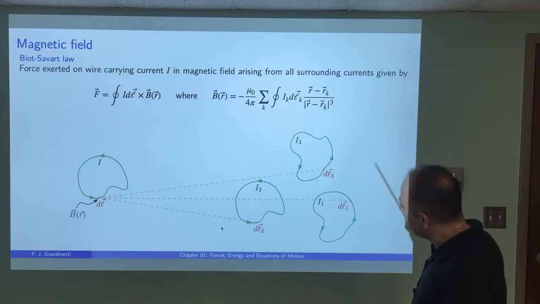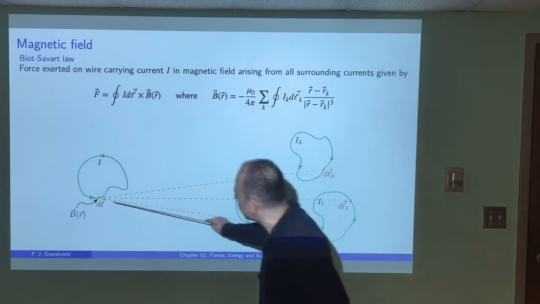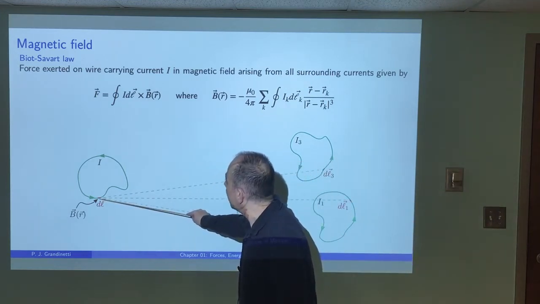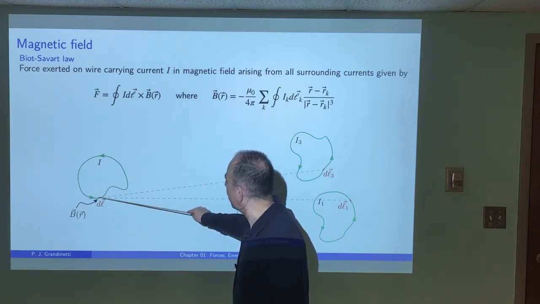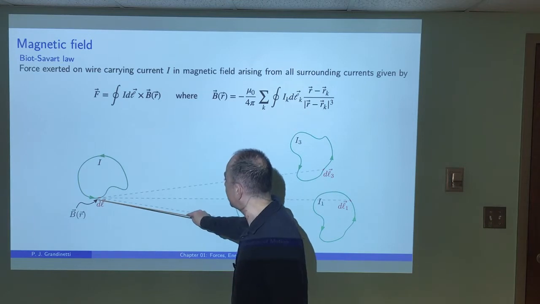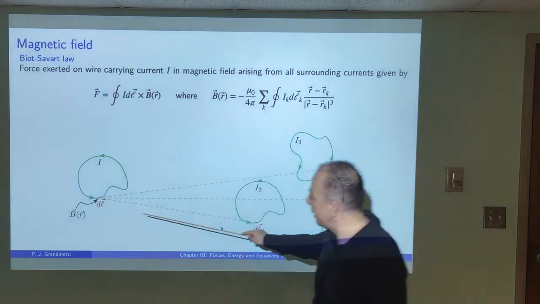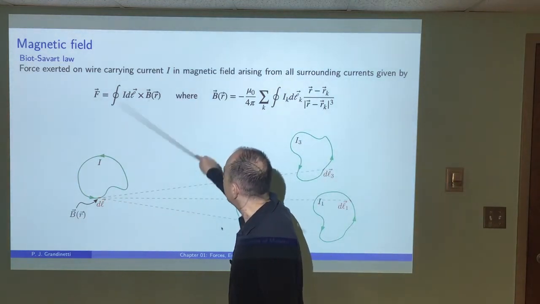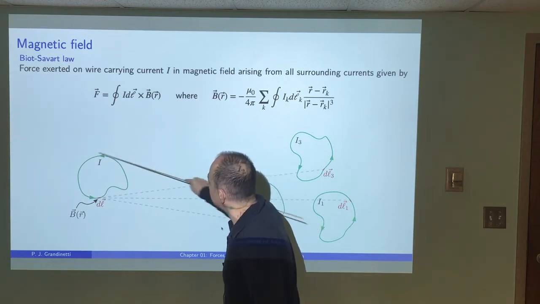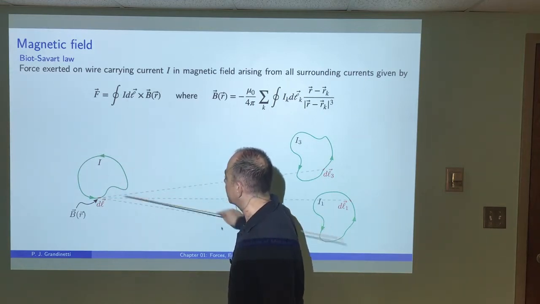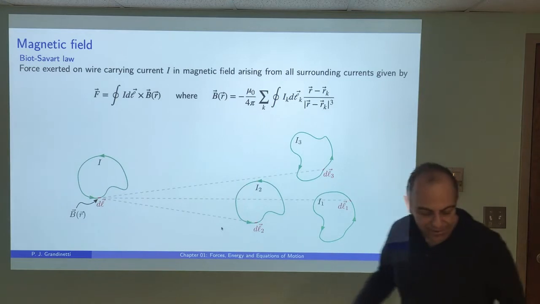But the point is that all of these guys over here will generate a magnetic field at this point, and then there's going to be a force acting on this segment based on the current that's flowing on it and the field that it experiences here. So there's a vector quantity, magnetic field generated here, and then if we integrate around this loop, we can get the entire force on this loop based on the magnetic field in this region.